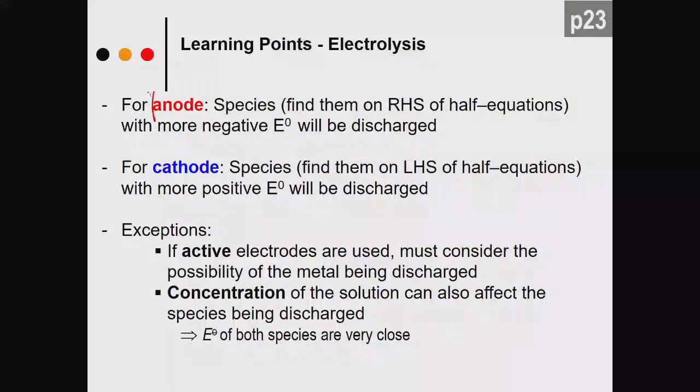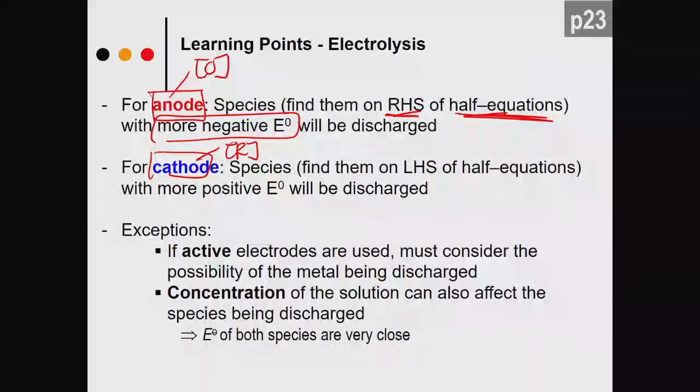For the anode, you must always remember it's the electrode where oxidation occurs. Therefore, when you look for half equations, you must find the species on the right hand side of the half equation, and you must choose the species with the more negative E naught value. That will be the one oxidized at the anode. Then for the cathode, you must always remember reduction takes place there. Therefore, when you look for half equations, you must look for species on the left hand side of the half equation. And the species that is discharged will be the one with the more positive E0 value, because that will favor the reduction reaction.